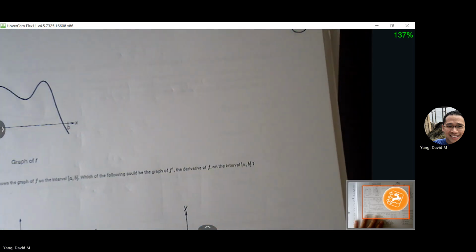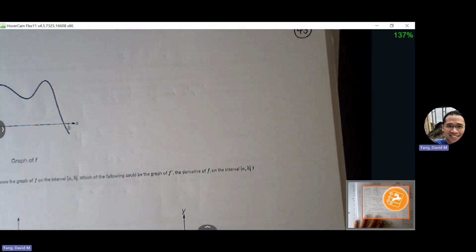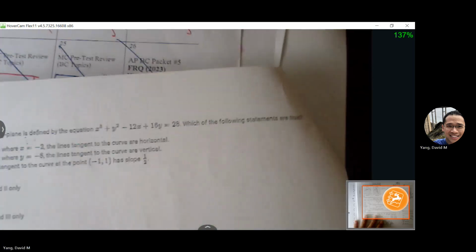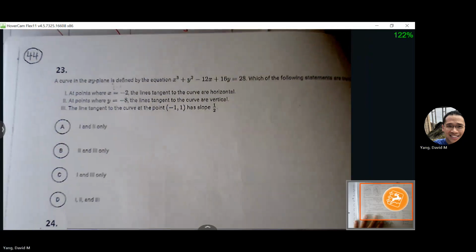Okay, page 43. That's right. Let me go to 44 here. Number 23.